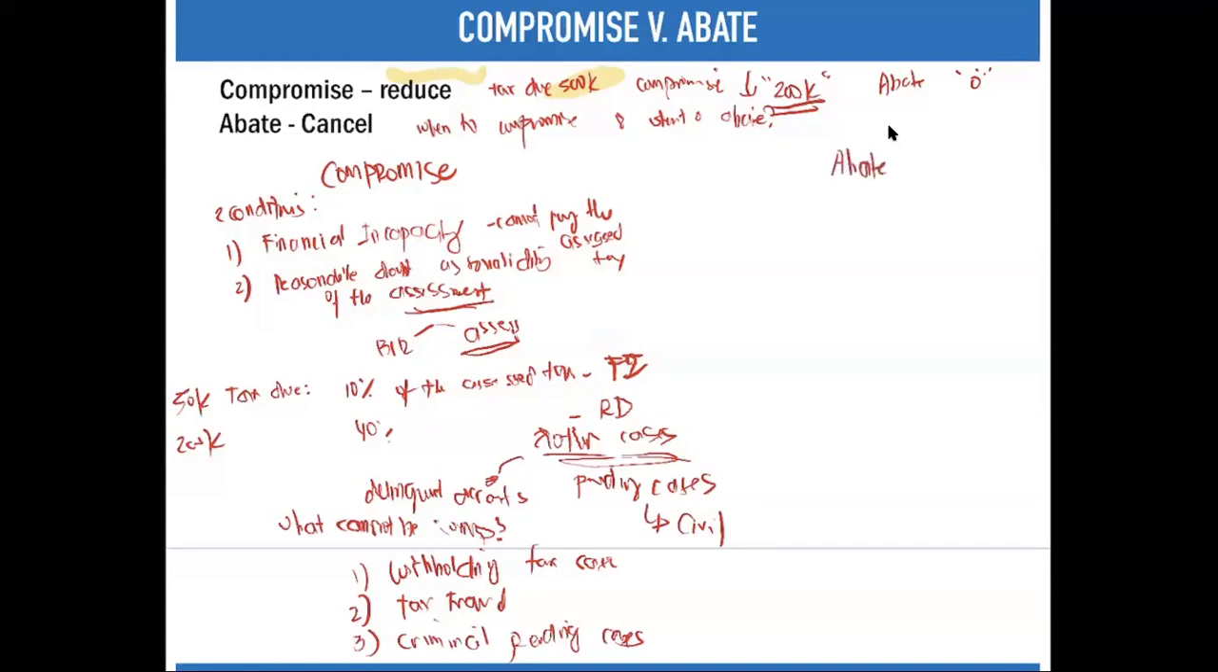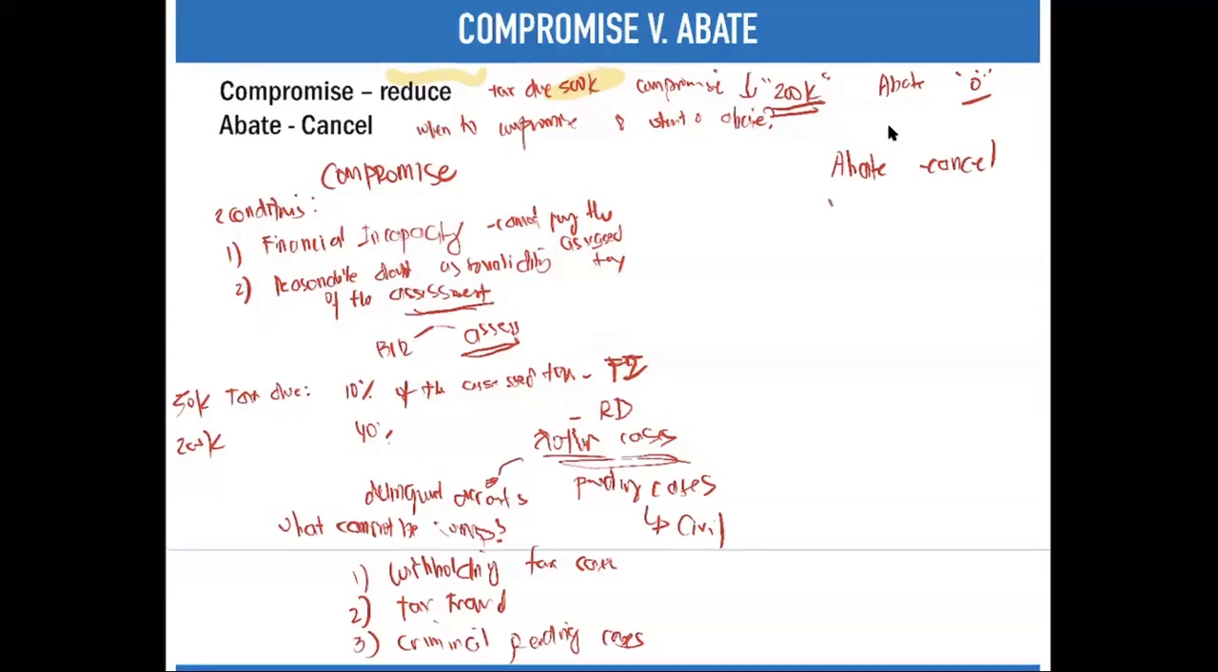Next, we have abatement or abate of taxes. So here you will cancel your tax. It will now become zero. The question is, when can you abate taxes? First, if the tax is unjustly or excessively assessed. Another condition to abate your taxes is if the tax case is prescribed.